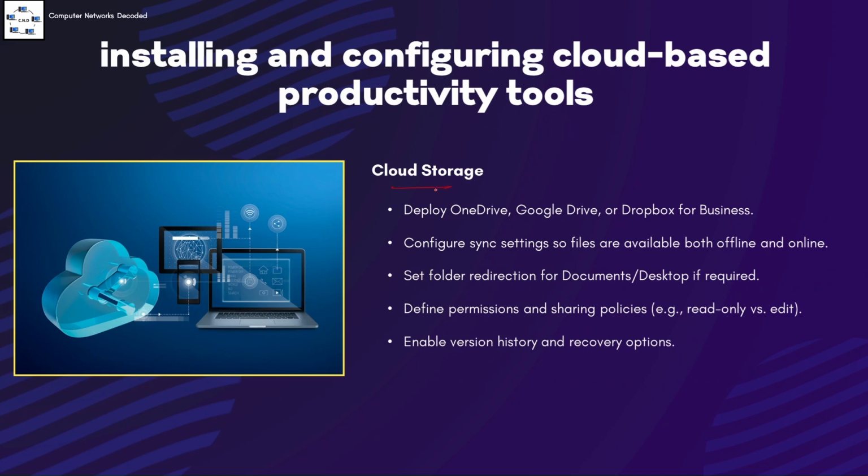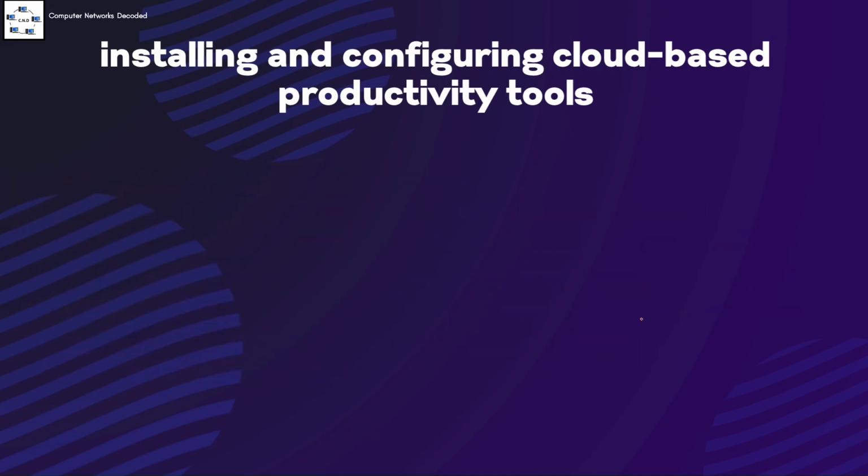Next is cloud storage. Cloud storage can be utilized by deploying OneDrive, Google Drive, or Dropbox for Business. You need to configure settings so that files are available both offline as well as online. Set folder redirection for documents and desktops if required. Define permission and sharing policies, for example, read-only versus edit, and enable version history and recovery options.